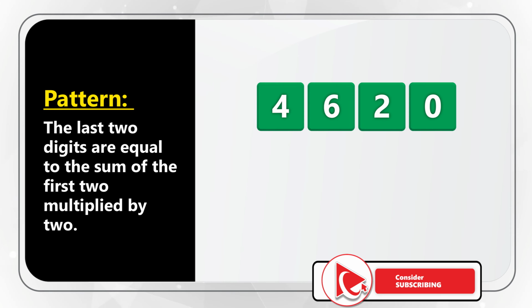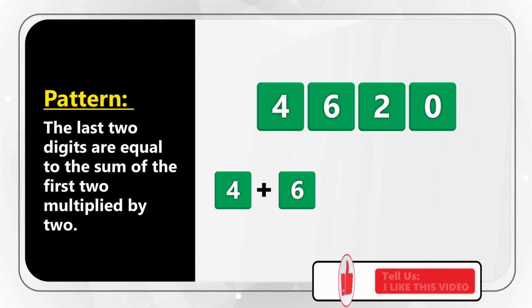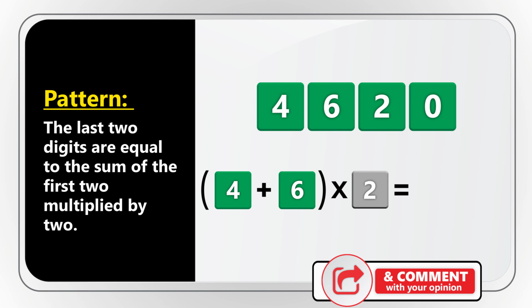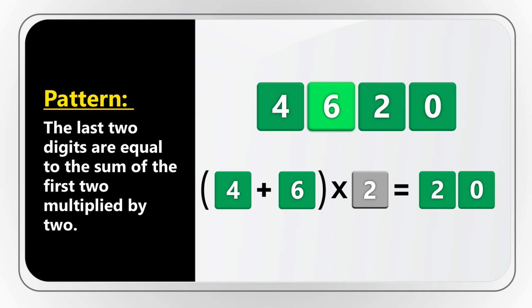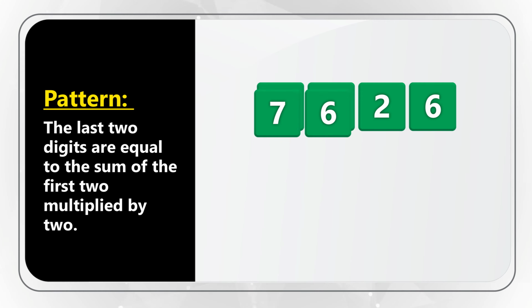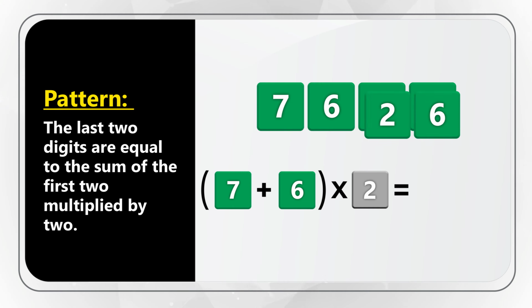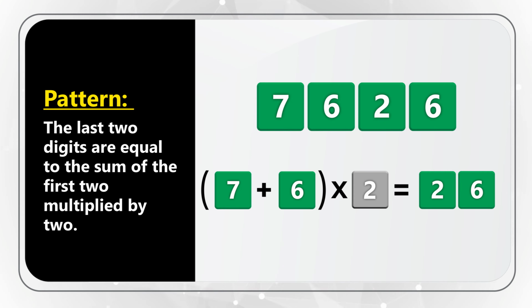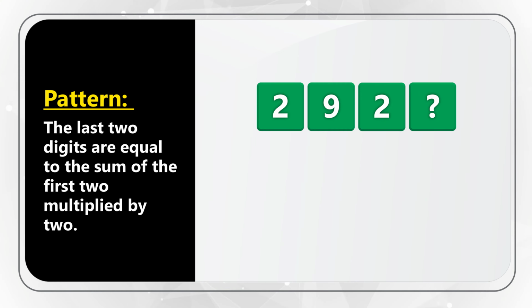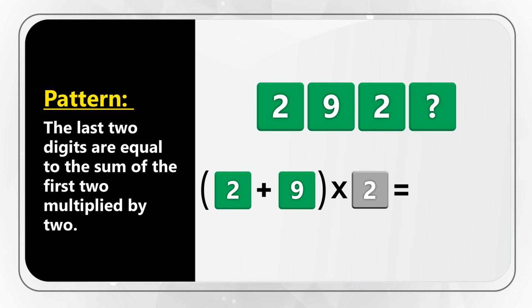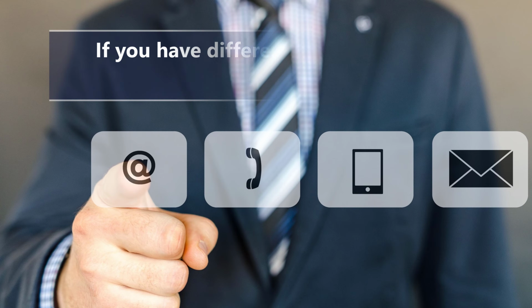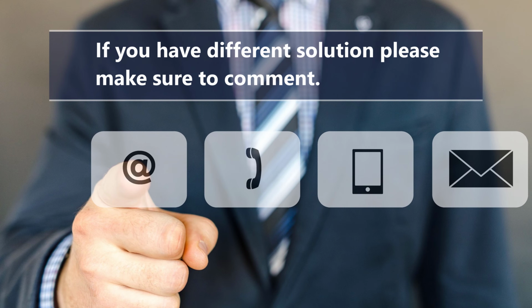Based on this logic, the third row would be 4 plus 6 in parentheses multiplied by 2, which would be equal to 20, which represents the set of numbers 4, 6, and then 20. And then the last row would be 7 plus 6 in parentheses multiplied by 2, which would be 13 multiplied by 2, which would be equal to 26. So the missing number would be calculated as 2 plus 9 multiplied by 2 equals 22. So the correct answer here is choice A, 2. Did you get to the same answer? If you didn't, or maybe you got to a different answer, please make sure to post your version in comments.